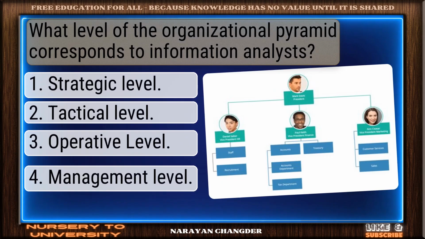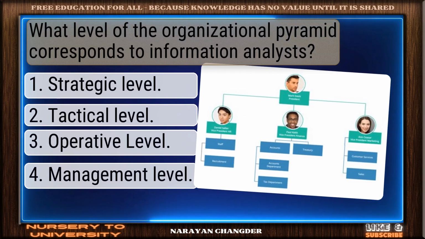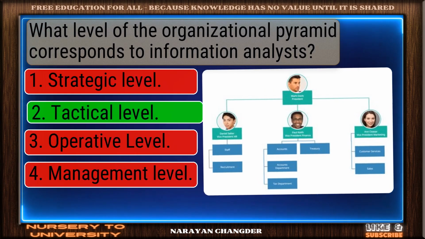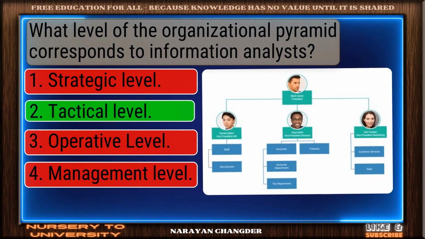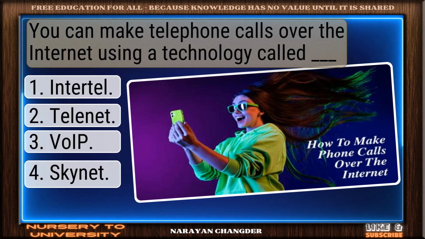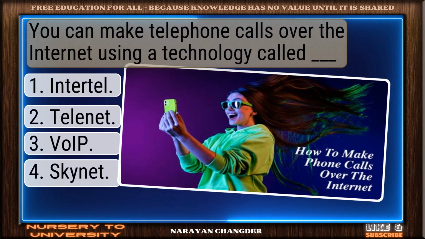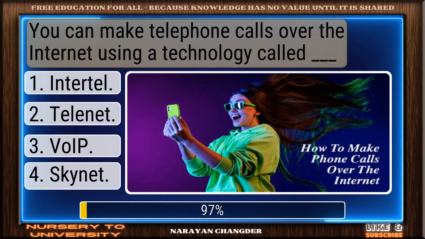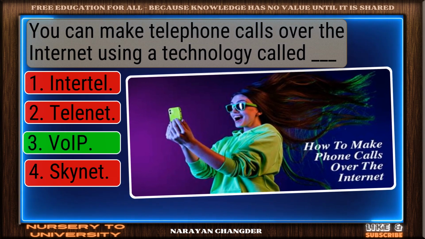What level of the organizational pyramid corresponds to information analysts? You're right. Tactical level is correct. You can make telephone calls over the internet using a technology called... Sharp thinking. VoIP is right.